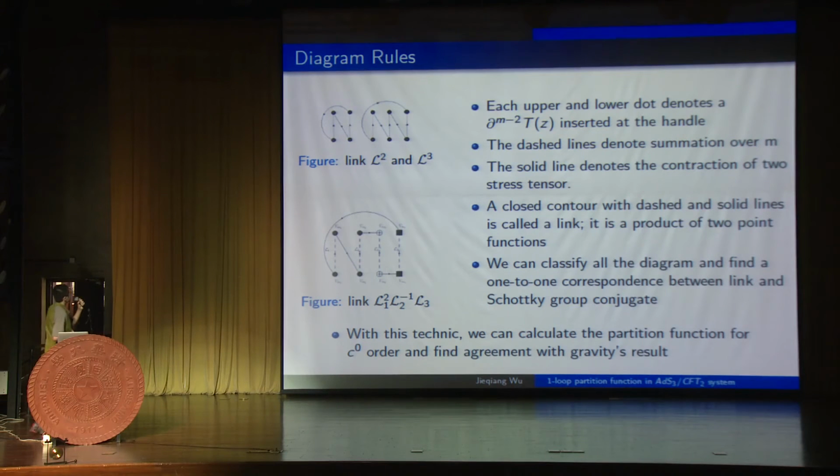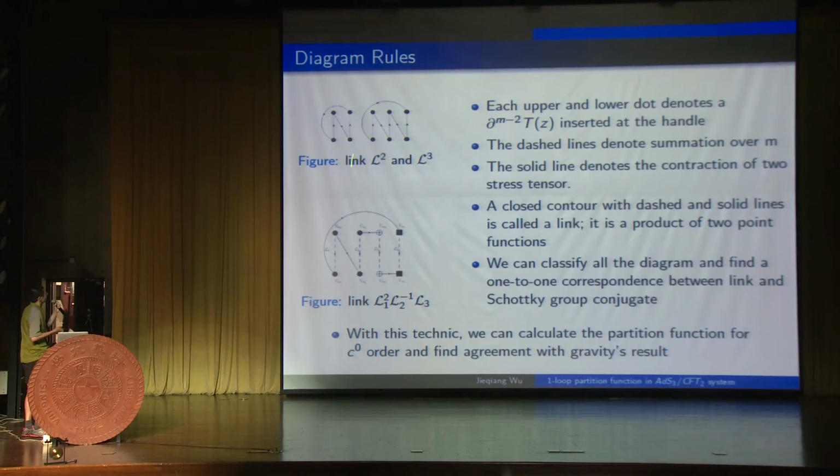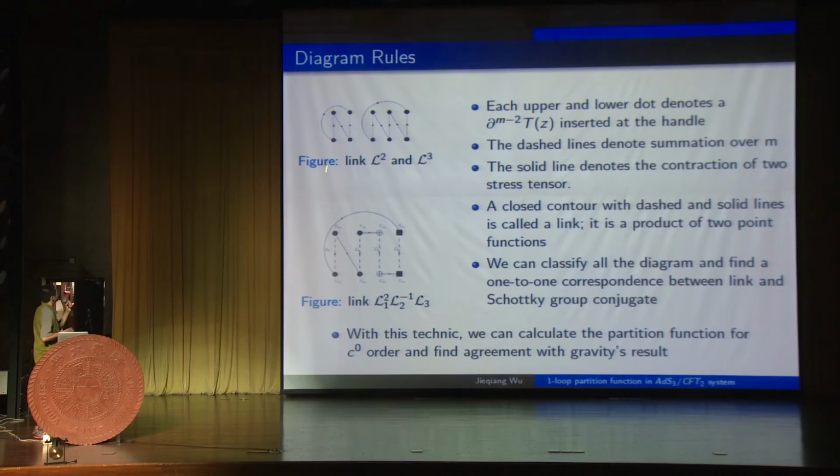With this simplification, we can develop a diagram rule to calculate the partition function. Here, in the diagram, the upper and lower dots denote a stress tensor with some partial derivatives on it. The dashed line denotes the summation over M, and the solid line denotes the contraction of two stress tensors. Then we can define a closed contour with solid and dashed lines as a link. Each link is a product of two-point functions. With this diagram language, we can classify all of the diagrams and find a one-to-one correspondence between a link and the Schottky group.